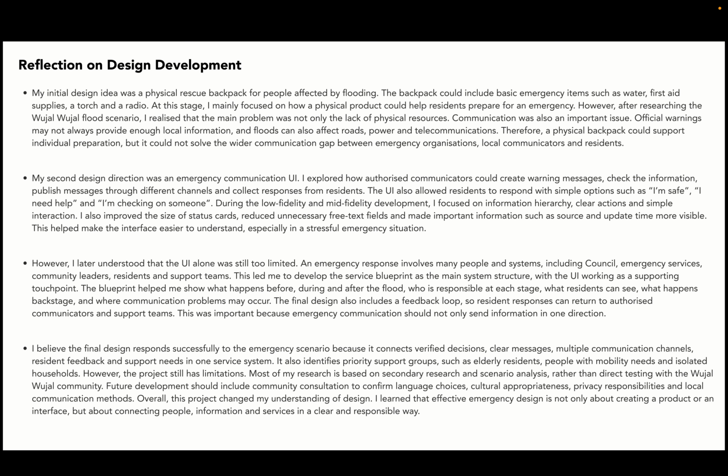Through this project, my design changed from a physical object to an interface and finally to a service system. I learned that emergency design is not only about products, but also about connecting people, information, and services. Direct community consultation would still be required in future development.